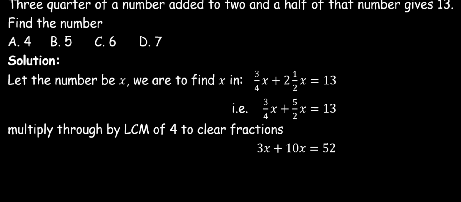Solving the simple resultant equation, you have that 13x will be equals to 52. Next, we divide both sides by the coefficient of x, which is 13. x will now be equals to 52 over 13, which is equals to 4.